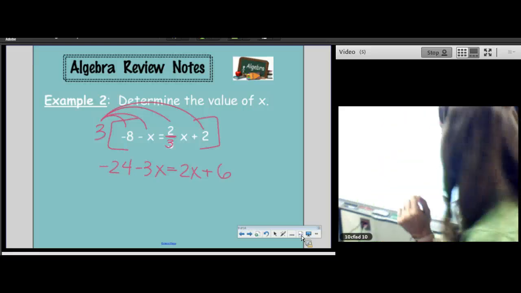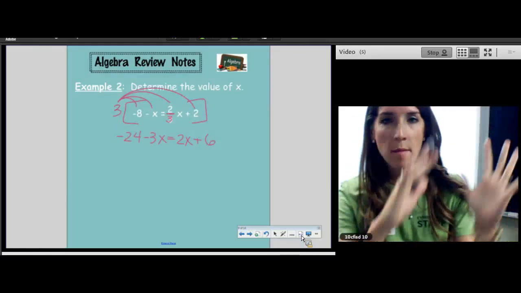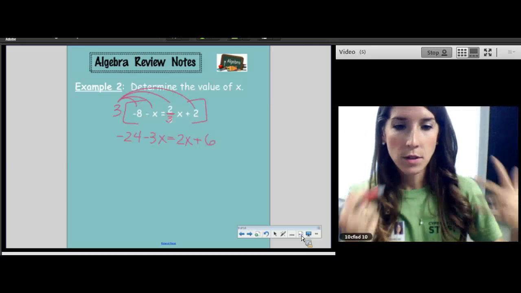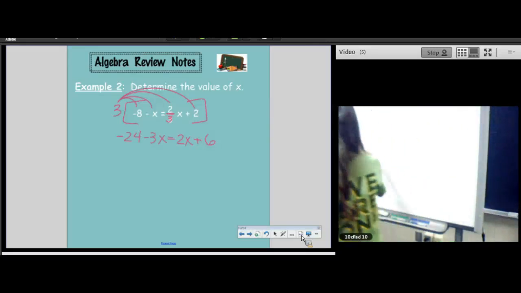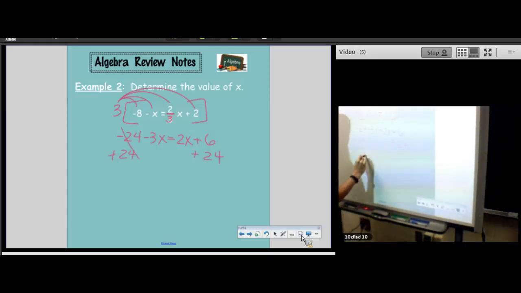So now we can solve this like we would always solve it. We're going to get all of our numbers on one side and we're going to get all of our variables on the other side. So to do that, the first thing I'm going to do is add 24. Cool. What am I left with on the left? Negative 3x. What do I have over here? 2x plus 30.